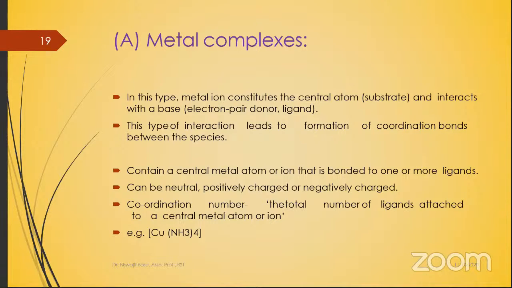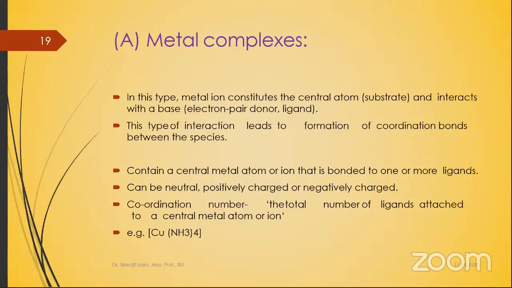Now, here is one scientist known as Werner. Scientist Werner described a number of rules by which some of the deviations from the classical theory of valency can be rationalized. He told that there are 2 types of valencies: primary valency, known as ionic, and secondary valency, known as coordinate.